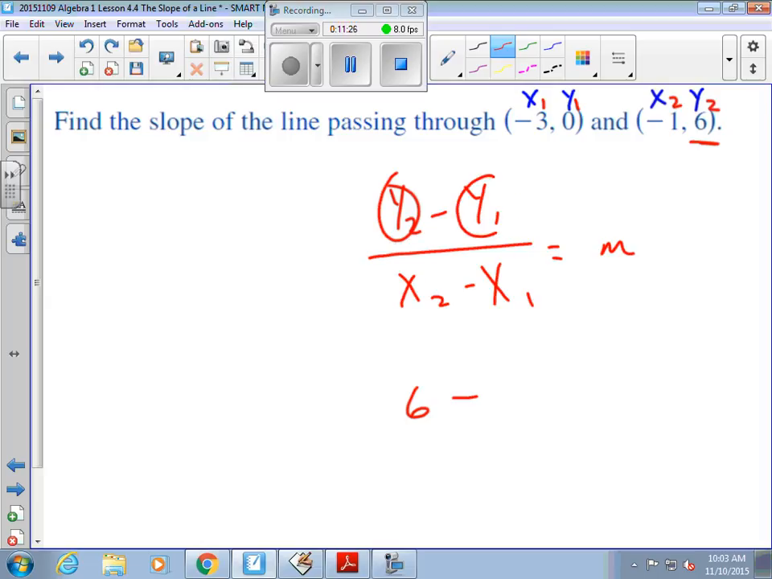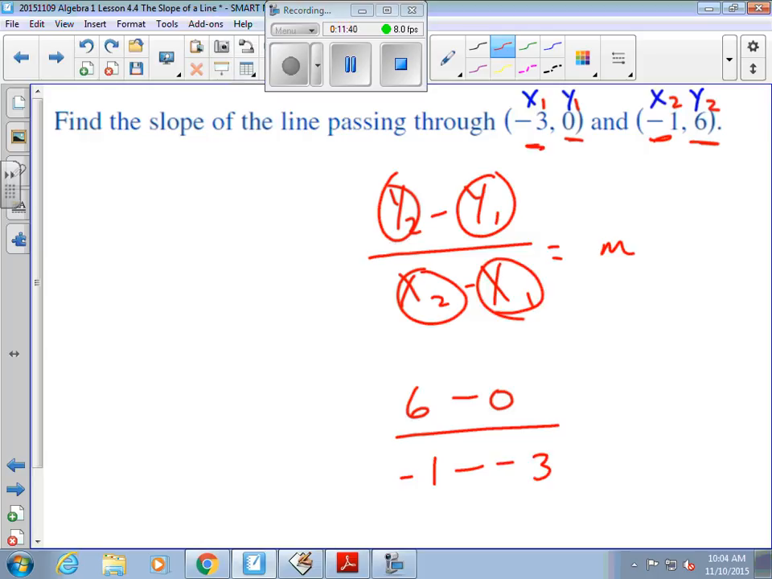Y sub 1 is next. That's this one. 0. Over x sub 2 is next. That's this one. Negative 1. Minus, again, you already know it's minus. X sub 1. That's this one. A negative 3. 6 minus 0 is 6. Negative 1 minus a negative means plus.